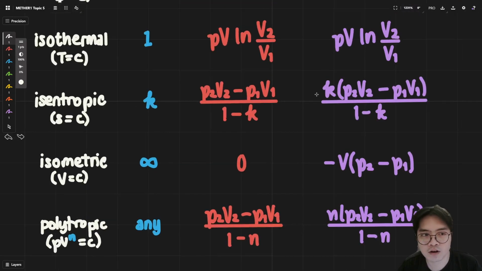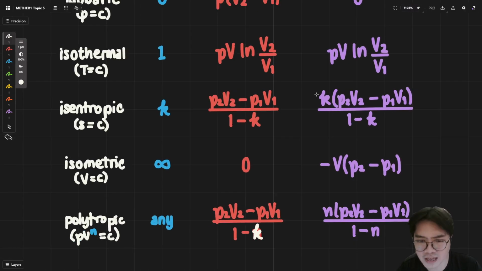Next, for an isentropic process, replace the n with a k and then you're done. For an isometric process, replace the n with an infinity. 1 minus infinity is negative infinity. Well, negative infinity, if that is your denominator, it's going to be a 0.